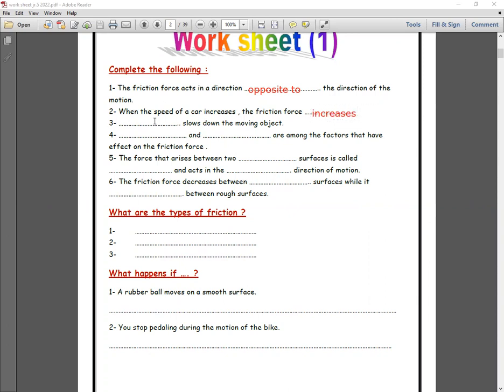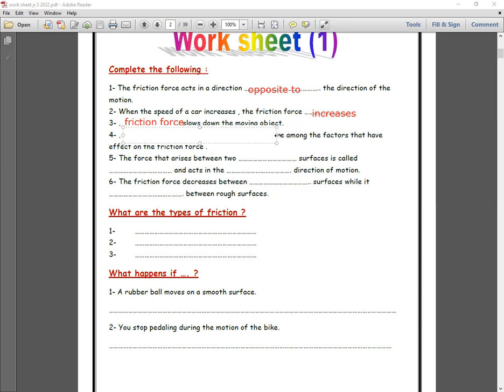Number 3, dots slows down the moving object. So it will be friction force. Number 4, what are among the factors that have effect on the friction force? We said that we have 3 factors that affect the force. Number 1, surface area. Number 2, the speed of moving objects. And number 3, the type of the surface or surface material.